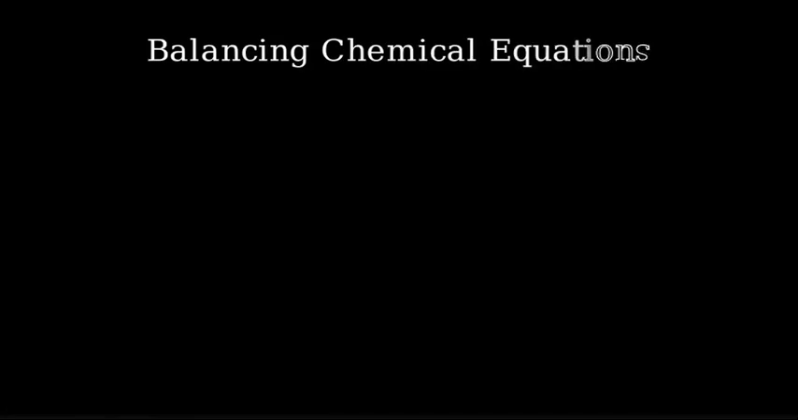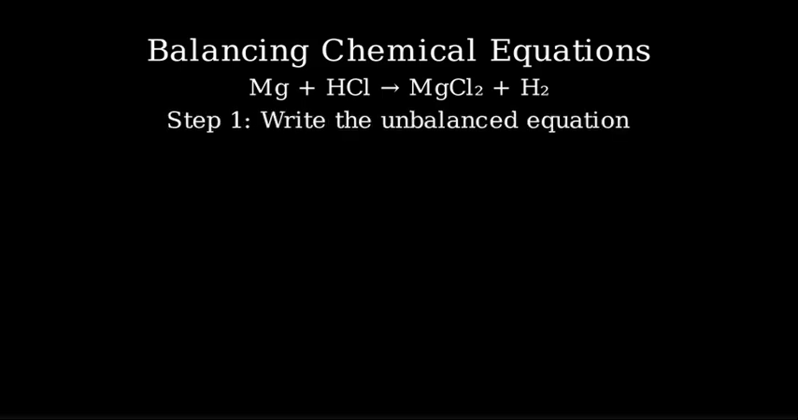Welcome to this lesson on balancing chemical equations. Today, we'll be looking at how to balance the equation for the reaction between magnesium and hydrochloric acid. Let's start by writing out our unbalanced equation. We have magnesium plus hydrochloric acid yielding magnesium chloride and hydrogen gas.